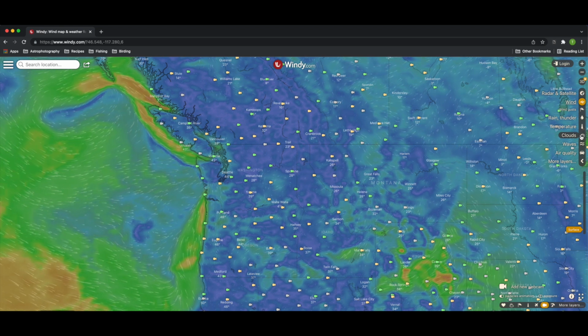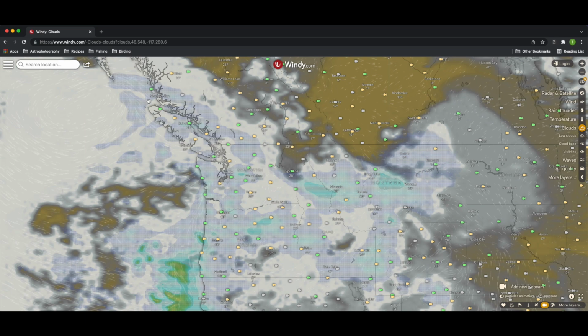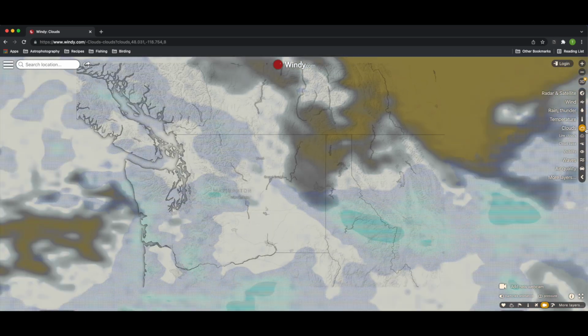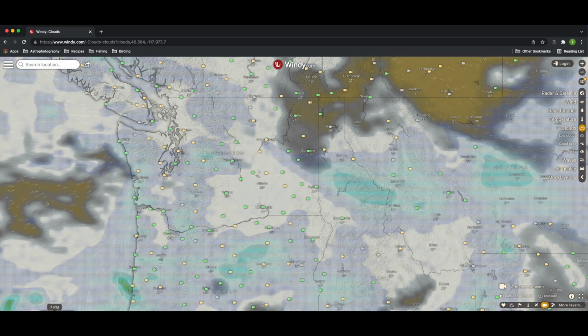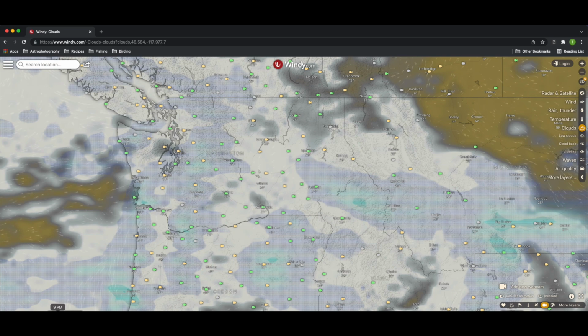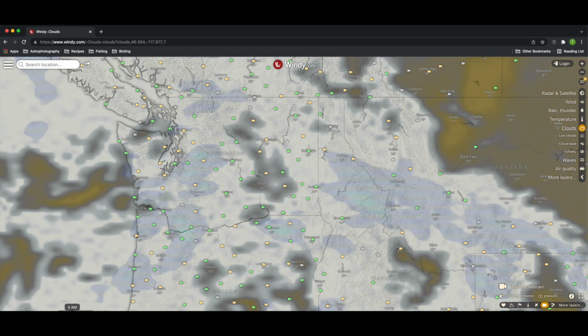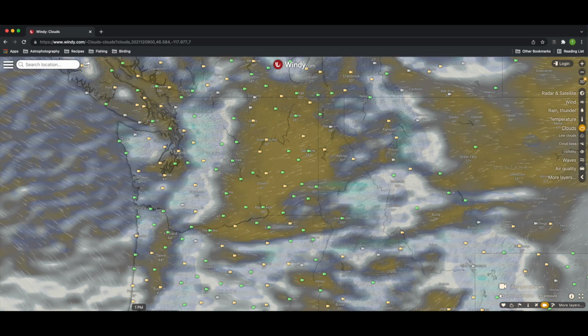And how I do that is I go to this windy.com website, and you can look at cloud cover by clicking over here on the right, clouds. And then you can use this bottom bar here to scroll across by hour and see how cloud cover changes. And so you might be able to find gaps in the clouds.